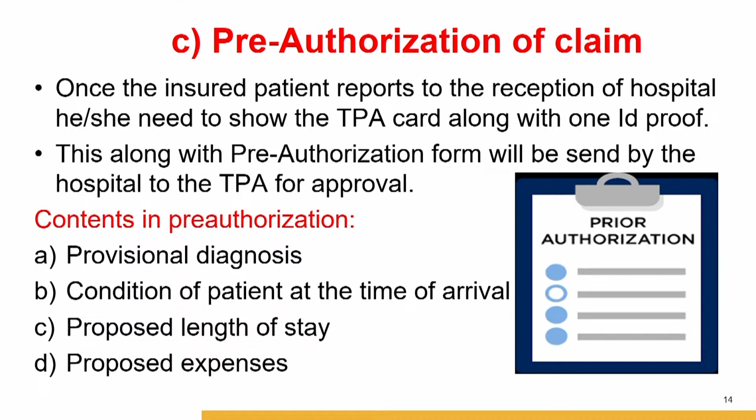Along with this, the pre-authorization form will be sent by the hospital to the TPA for approval. So what is there in the pre-authorization form that is important? It contains the provisional diagnosis, the condition of the patient at the time of arrival, the proposed length of stay, and the proposed expenses. If someone asks you what entries the pre-authorization form has, which the hospital sends to the TPA, these are the contents.